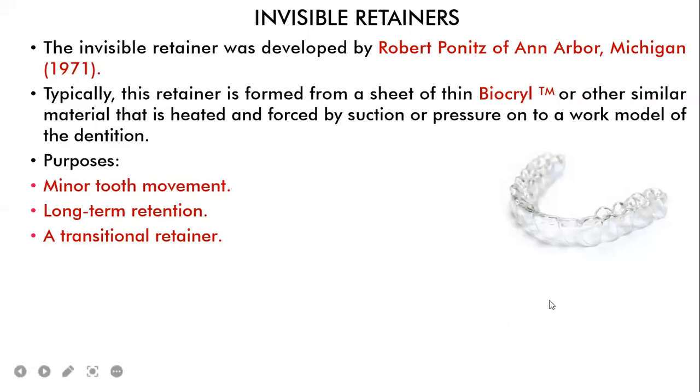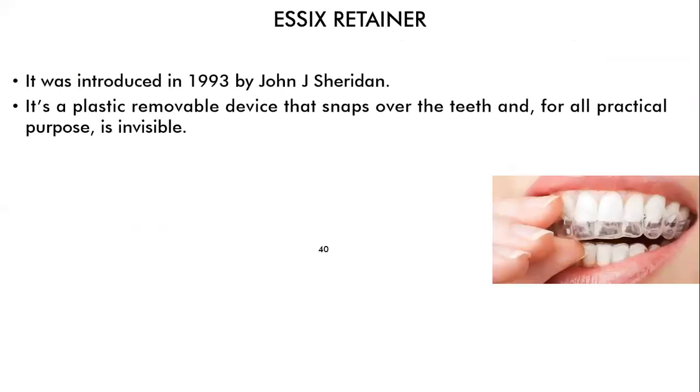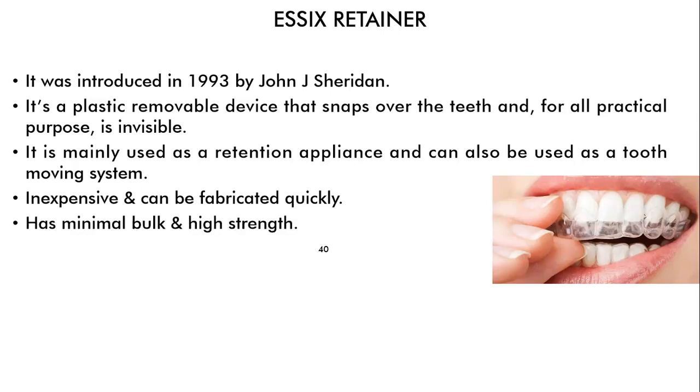All right. So small tooth movements could be done, and then you shifted to a more permanent retainer, like an invisible S6 retainer. An S6 retainer specifically was introduced by John Sheridan. This is quite popular even in practice. We do prefer it, especially for patients who prefer good aesthetics and things like that. So the S6 retainer is again very useful in such patients.